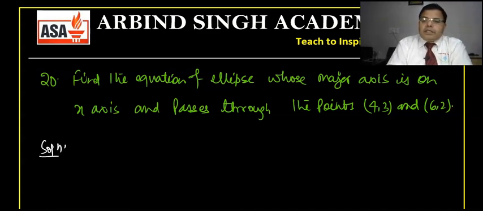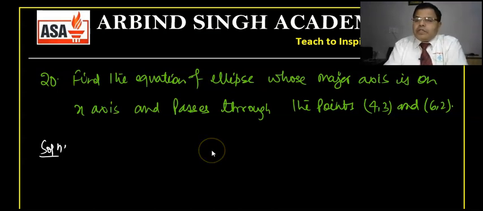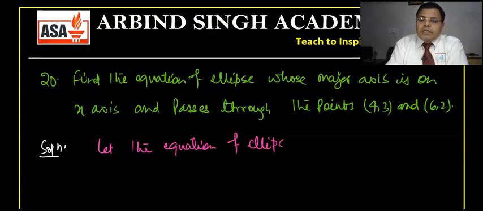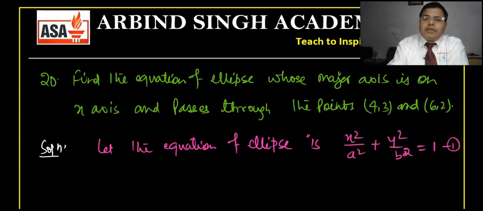Solution: again, center is not given here. Major axis is along x axis and it passes through these points. But all these questions are according to this exercise. The center must be at the origin. This should be given in this question, and we are assuming that only. Since center is at the origin, let the equation of ellipse be x square by a square plus y square by b square is equal to 1.